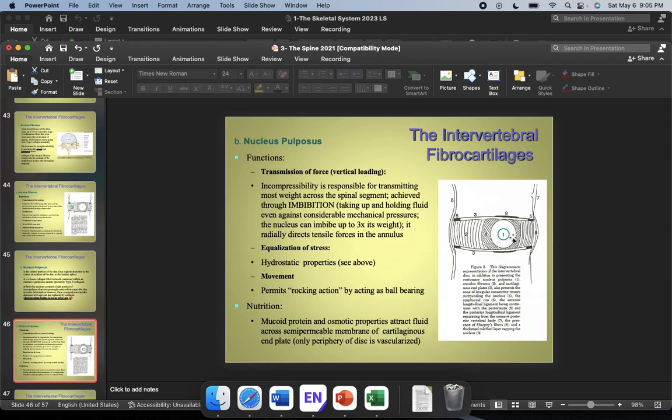Because the nucleus pulposus has all these proteoglycans, it is very good at soaking up water, and this is the part that helps us with our shock absorption, our transmission of forces, and our equalization of stress.